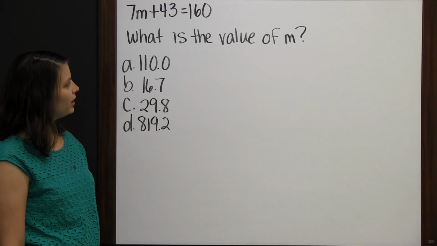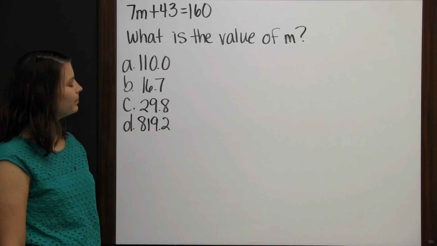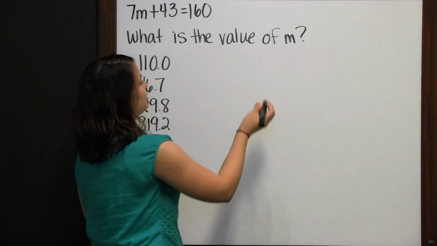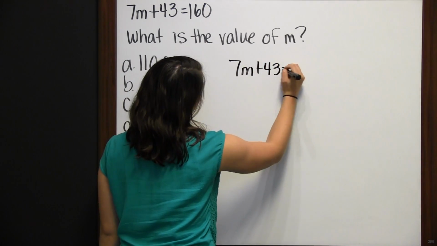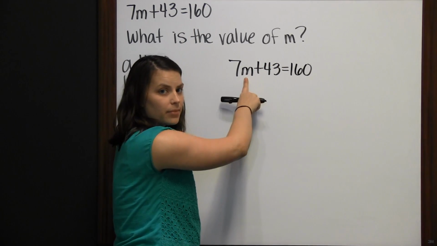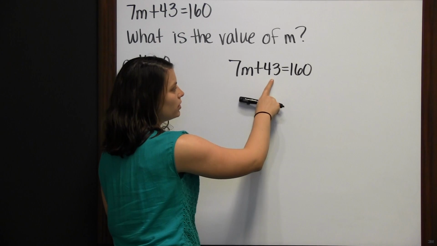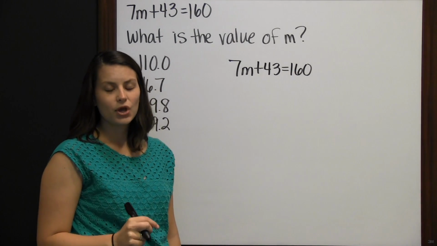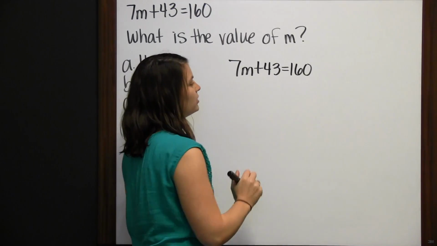7m plus 43 equals 160. What is the value of m? So first I'm going to rewrite my equation. 7m plus 43 equals 160. We want to know what number multiplied times 7 with 43 added to that would give us 160. And we could guess and check numbers until we found a number that would satisfy this equation.